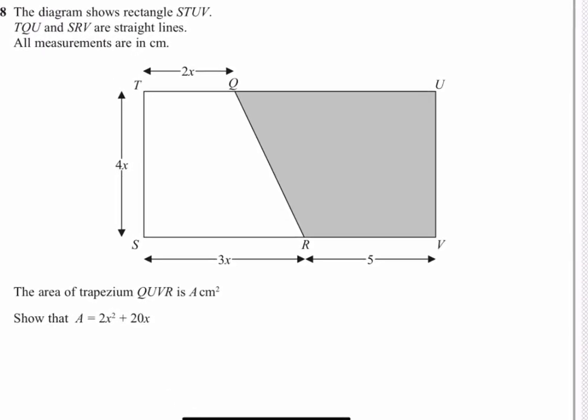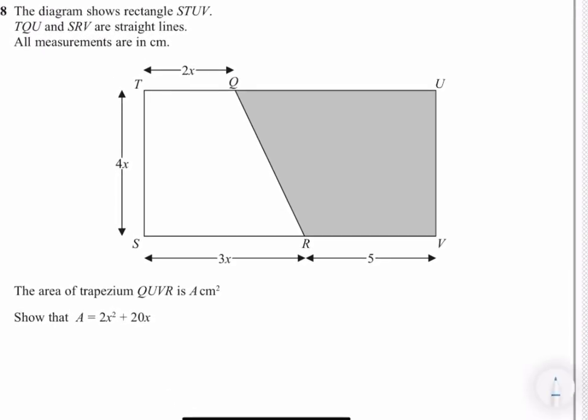Okay, so question 28. The diagram shows rectangle STUV, TQU and QRV are straight lines. All measurements are in centimeters. The area of the trapezium, the shaded one, is A centimeters squared. We need to show that the area is 2x squared plus 20x.